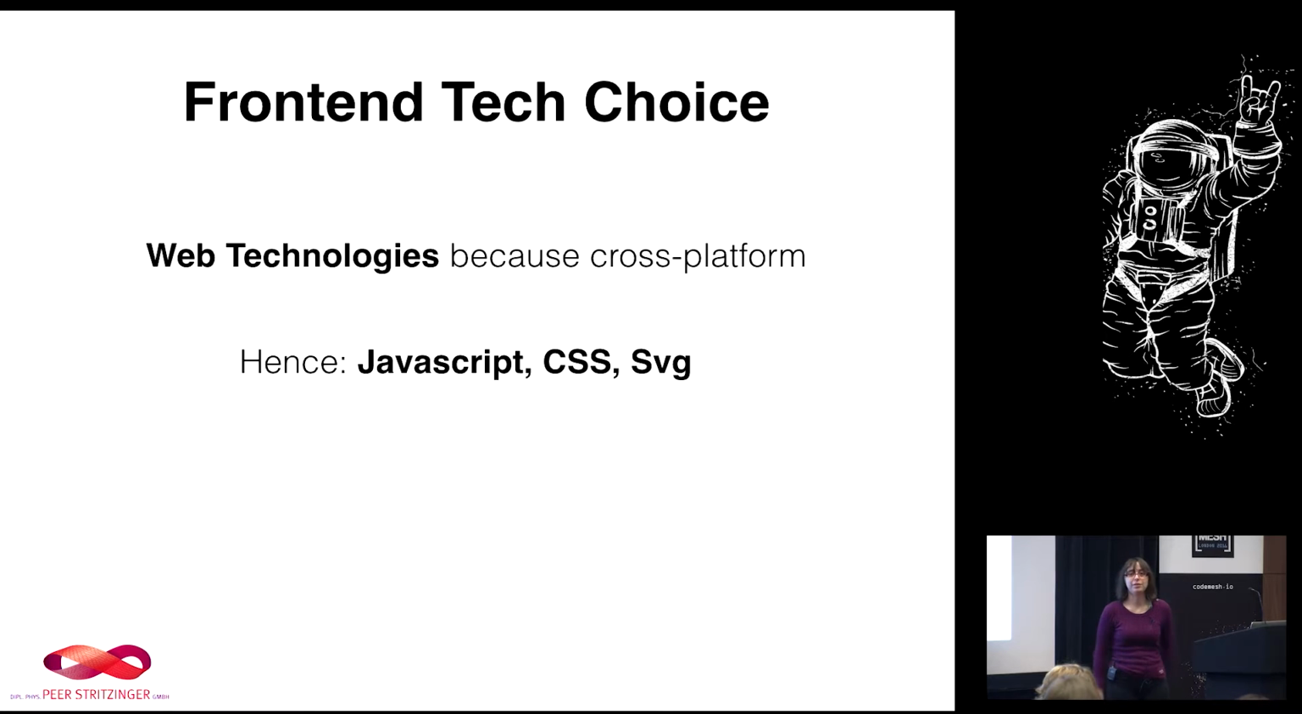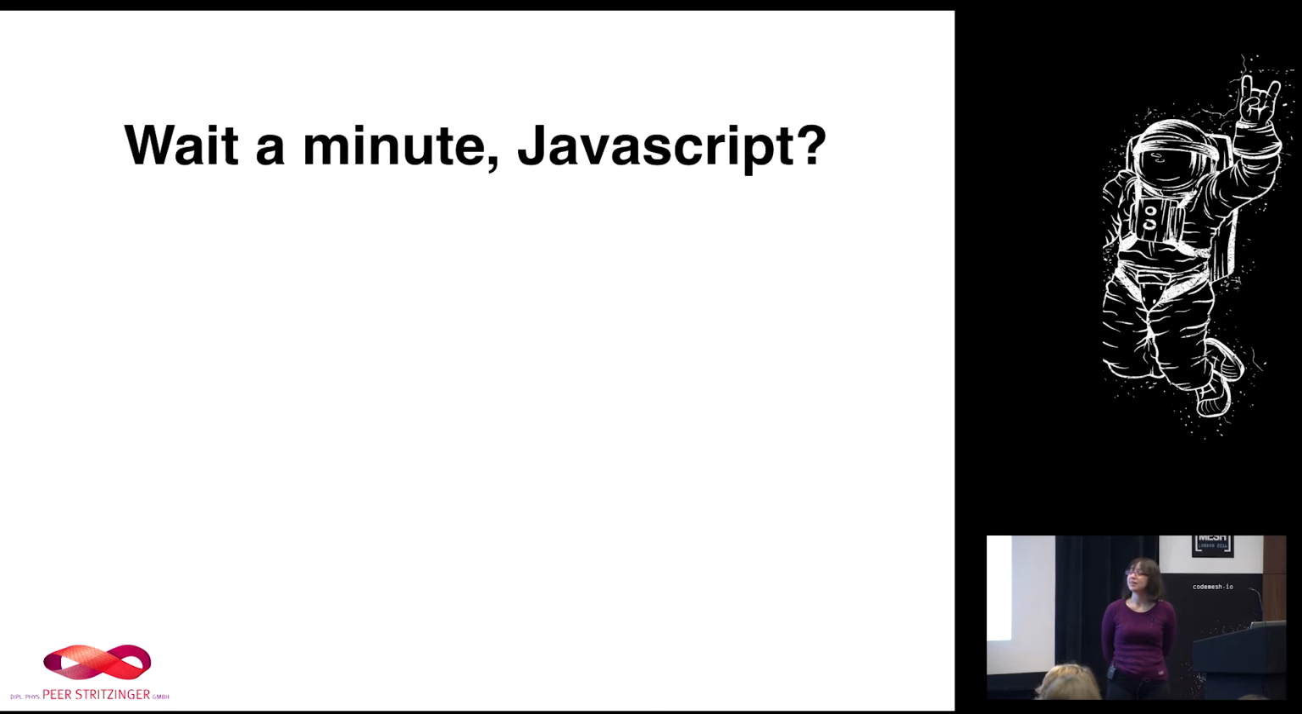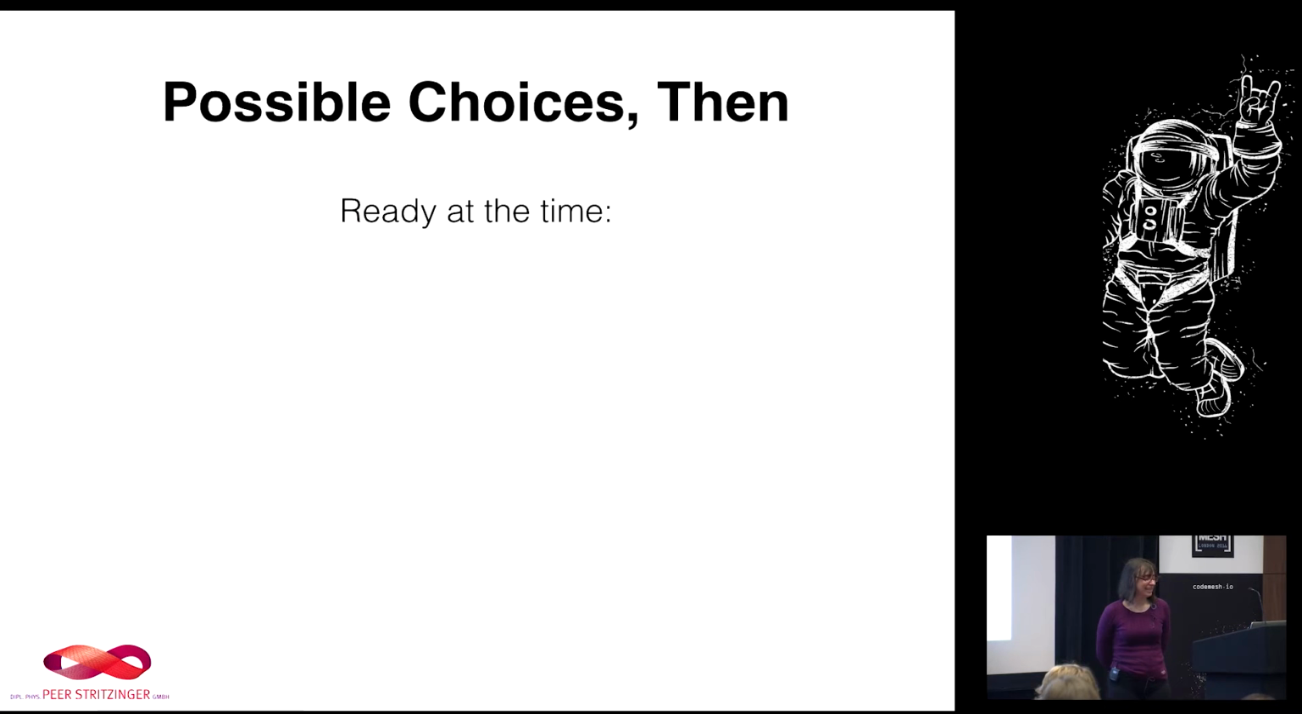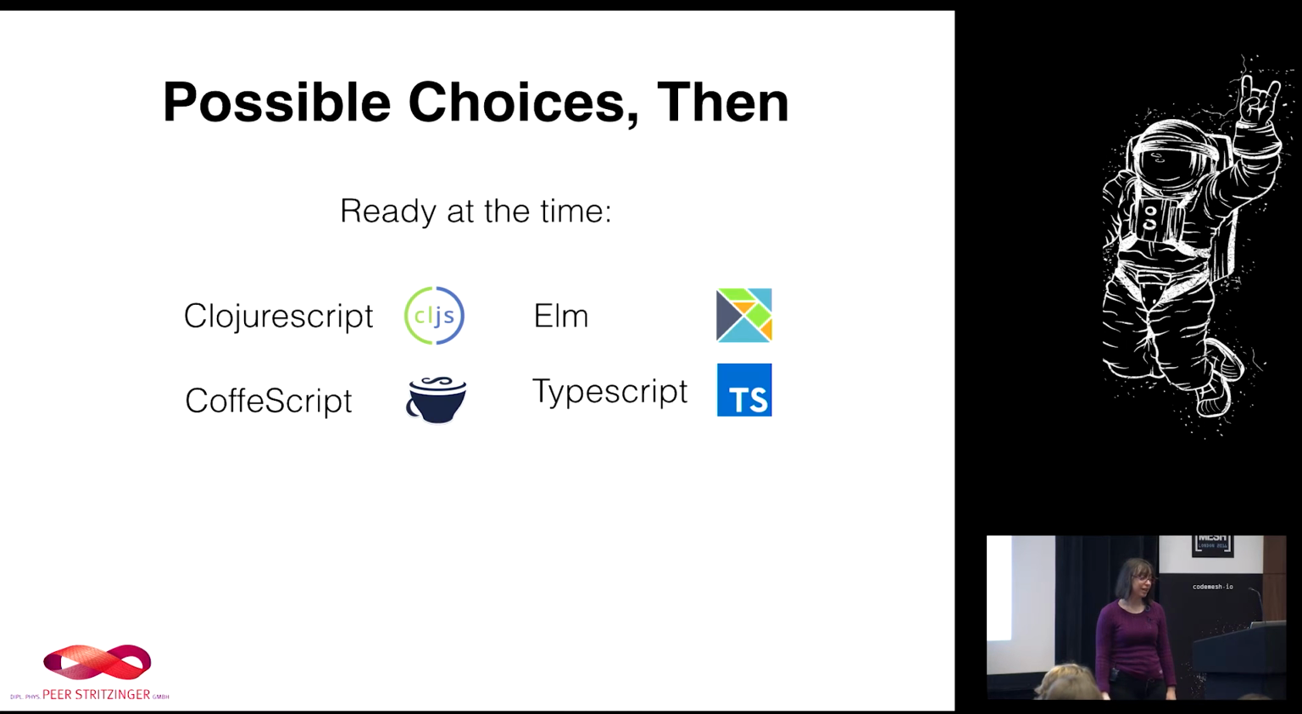That would mean JavaScript, SVG, and CSS. But we thought a minute and said, do we want to do JavaScript? And the answer is, well, no. Please, let's not do that. It's not bad, but let's not. So the possible choices at the time for a language that compiles to JavaScript that is not JavaScript were ClojureScript, CoffeeScript, Elm, and TypeScript. So by the title of the talk, I guess you can guess what we chose, but the reasoning for it is probably interesting.